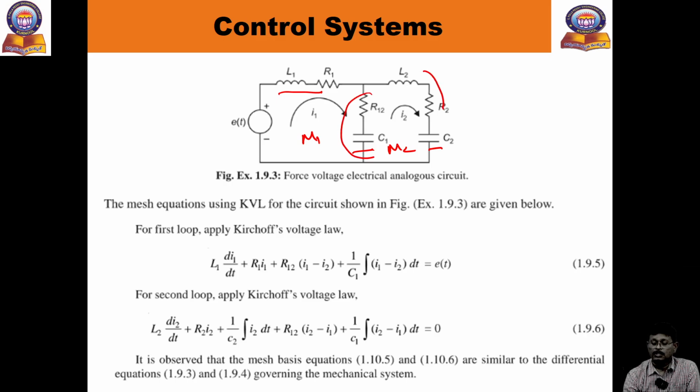These are the common elements between the two masses, and these are the individual elements for each mass. Clear? So it is very easy to draw the circuit for the force-voltage analogy. What is common here? Voltage is common, so it is a parallel circuit. Now coming to the next case.